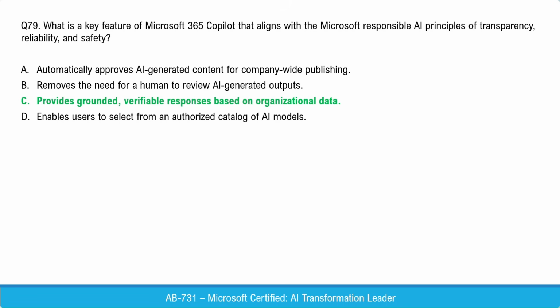Looking at other options, option A suggests automatically approving AI generated content, which removes unnecessary human oversight and increases risk. Option B suggests removing human review entirely, which goes against responsible AI principles. Option D focuses on model selection, which is more about governance and not about how responses are generated. So the key takeaway is that grounded and verifiable responses are central to responsible AI. Hence, the correct answer is option C.